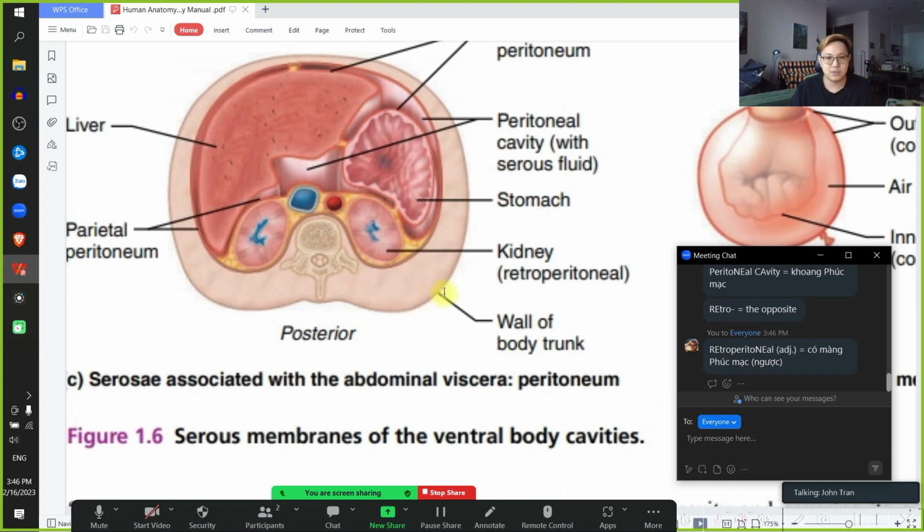And this is the wall of body trunk. This is the skin. Yes.